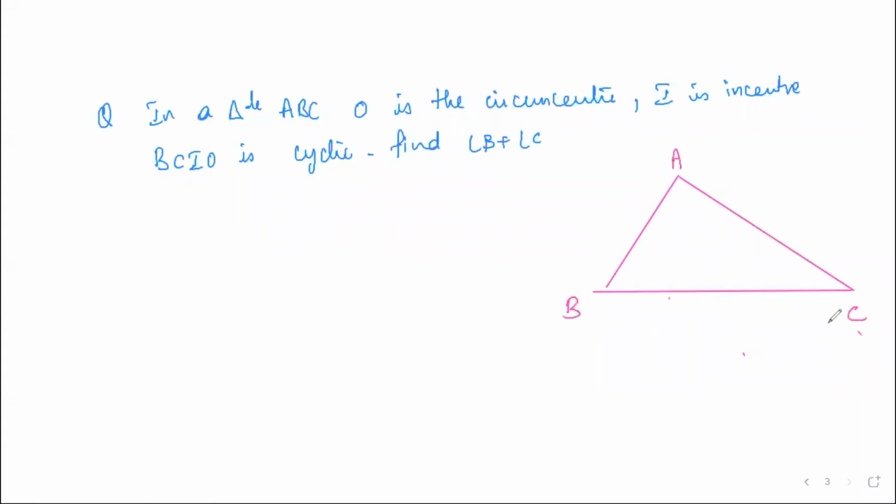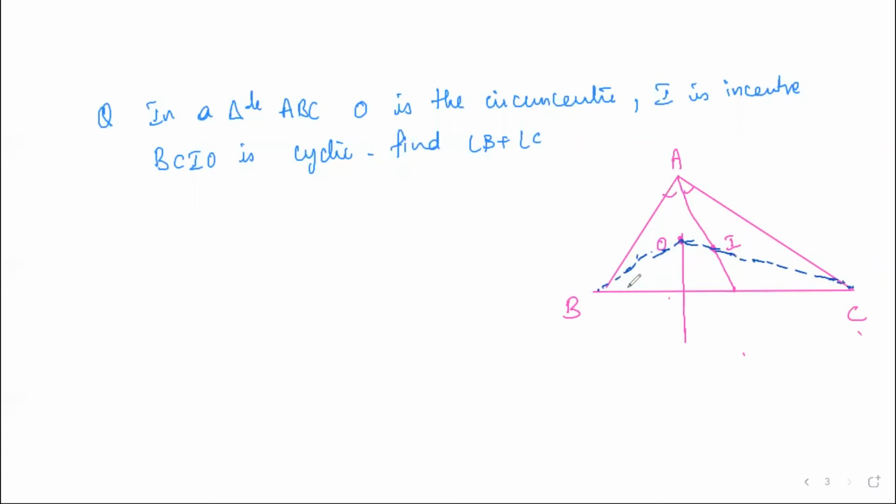With vertices ABC here. Incenter lies on angle bisector. Circumcenter lies on side bisector. So, but given that BCIO is cyclic. So that means BCIO lie on a circle.